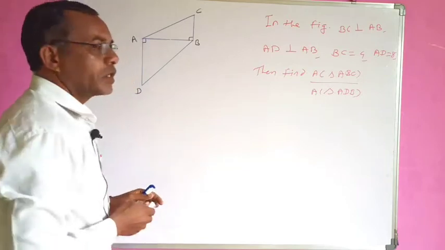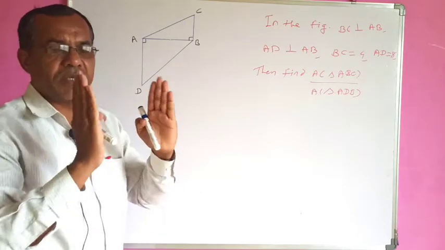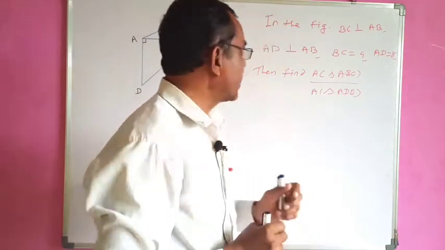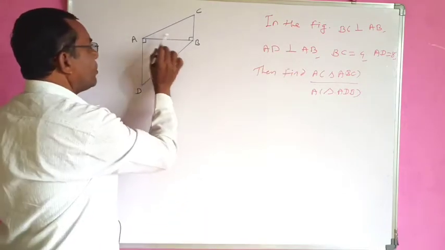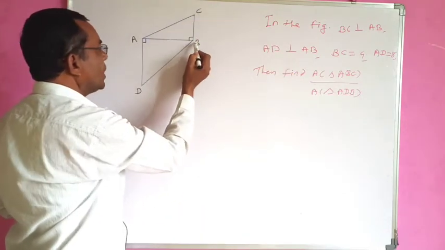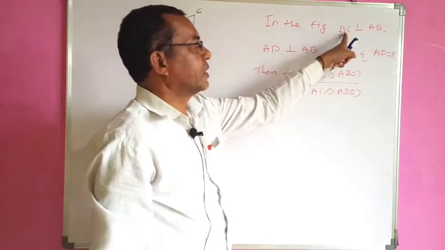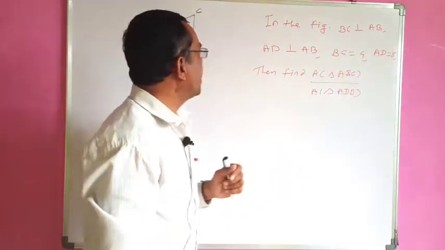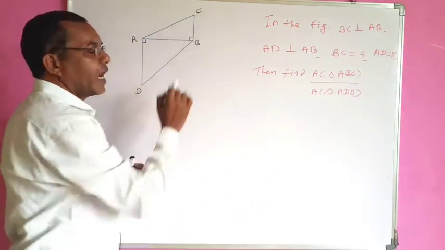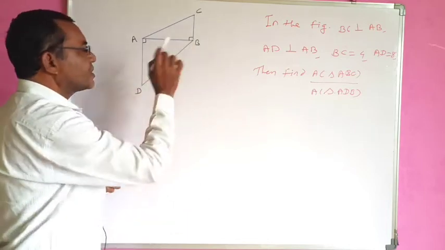In these two triangles, which is the base and which is the height? Okay, see here in triangle ABC, BC is perpendicular to AB. Here it is given BC is perpendicular to AB, therefore BC is the height and AB is the base.